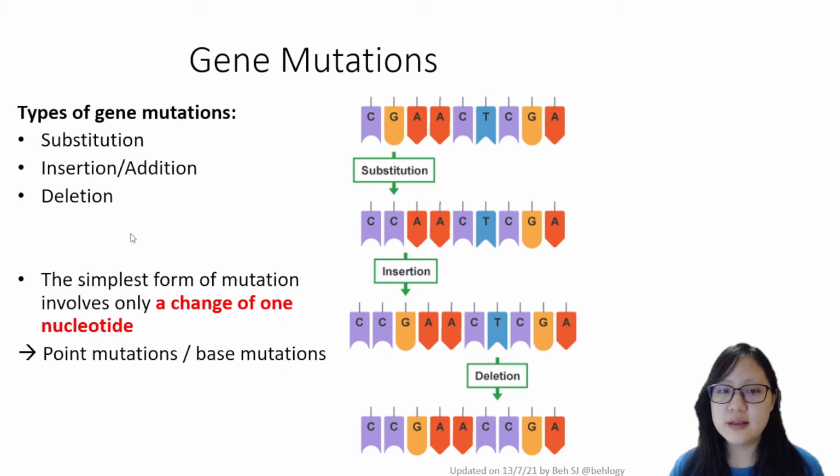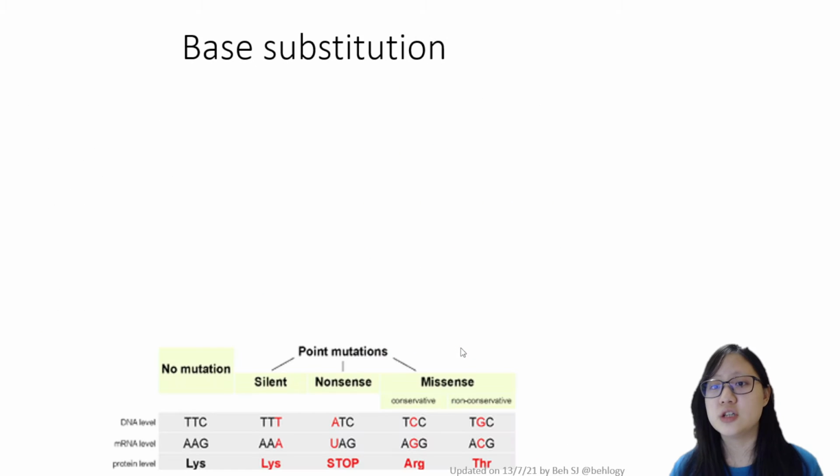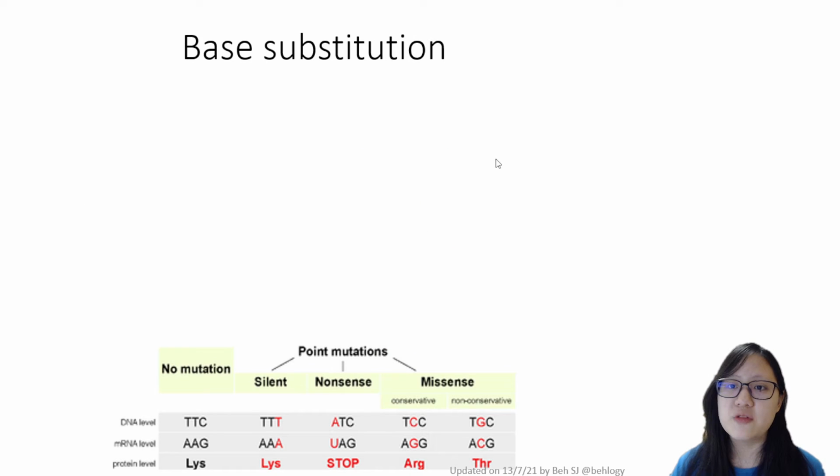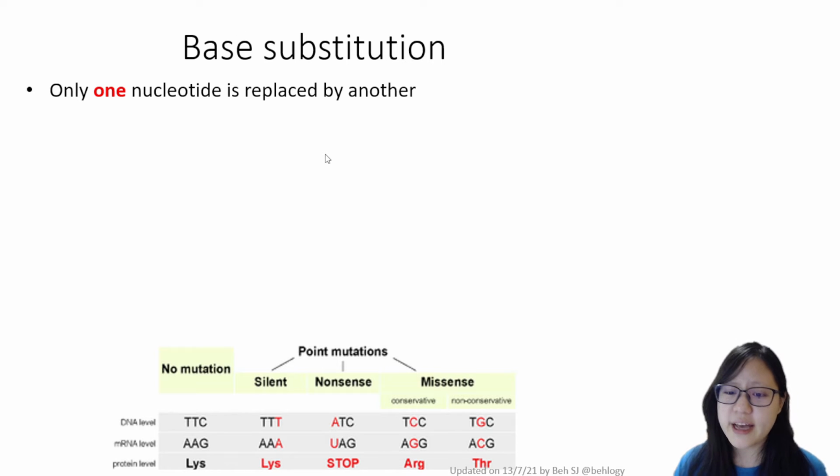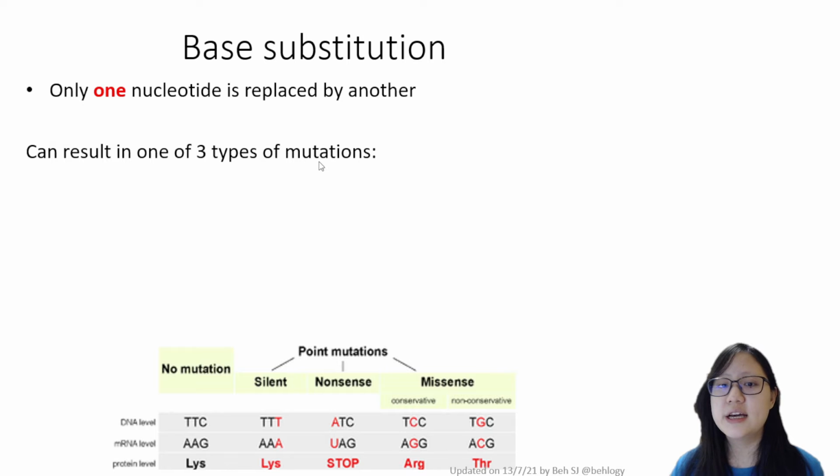So yeah, these are the different types of point mutation we're going to look at, starting with base substitution. So substitution at a single base only. Again, substitution means that one nucleotide is replaced by another, and this can result in one of three types of mutations. And these names here are mostly describing the consequence of that base substitution.